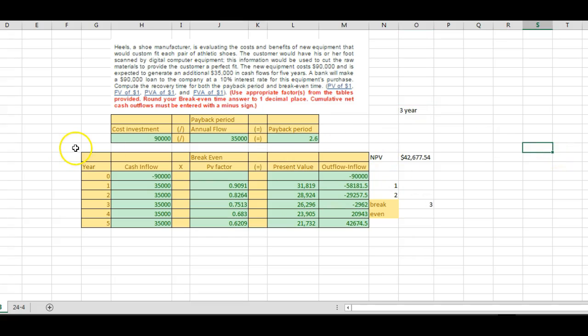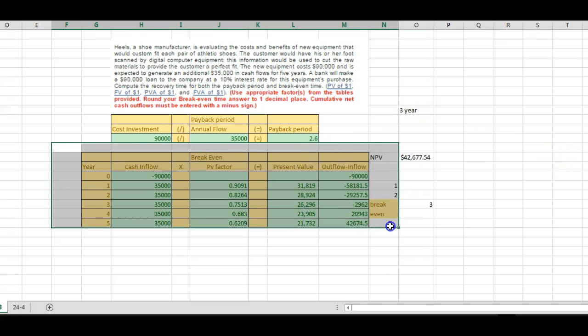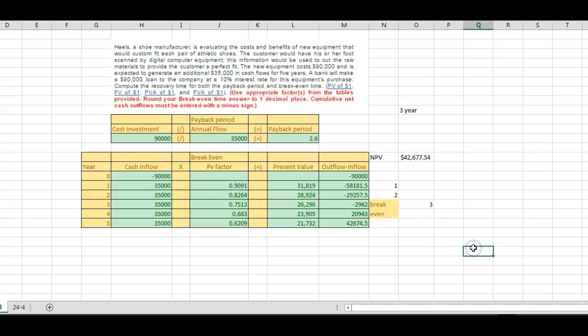Kind of interesting, I really like this one. Of all of them, I think it really gives you a good idea of what's going on with the project. So that is the homework for Chapter 24.